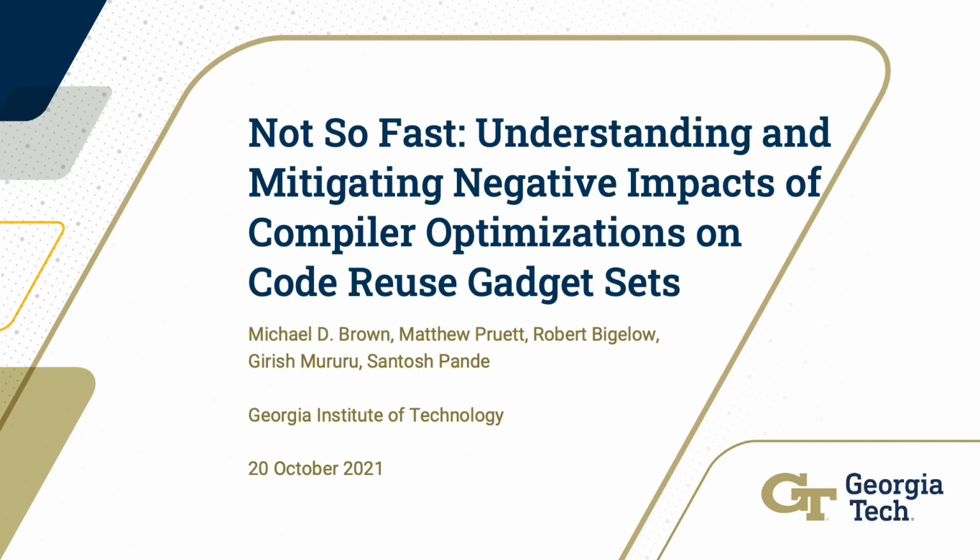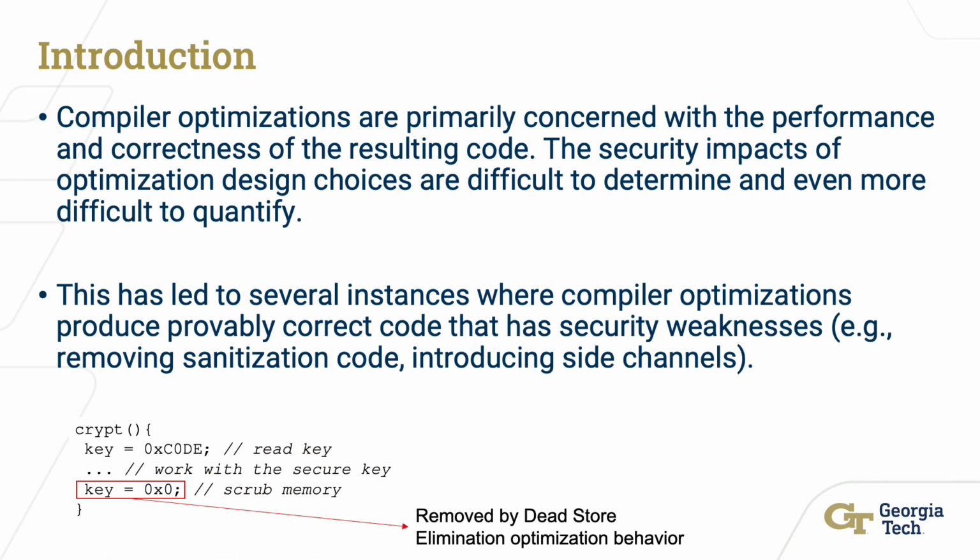Hello, I'm Michael Brown, and I'll be presenting our work on understanding and mitigating the negative impacts of compiler optimizations on code reuse gadget sets. Compiler optimizations are primarily concerned with the performance and correctness of the code they produce. Unfortunately, the security impacts of optimization design choices are difficult to determine and even more difficult to quantify.